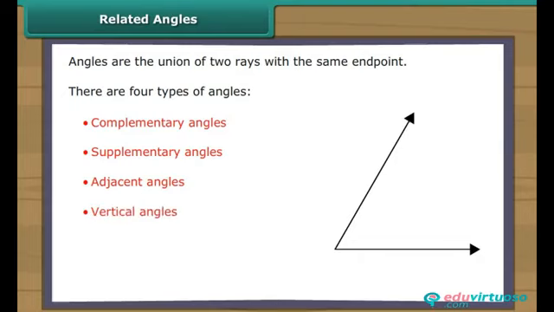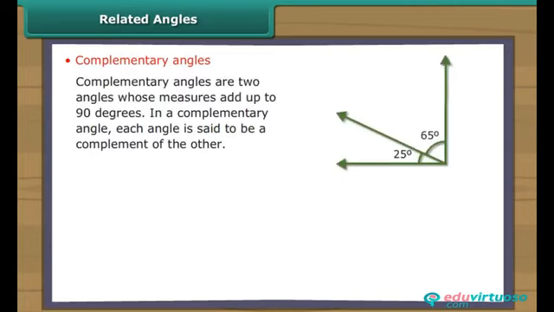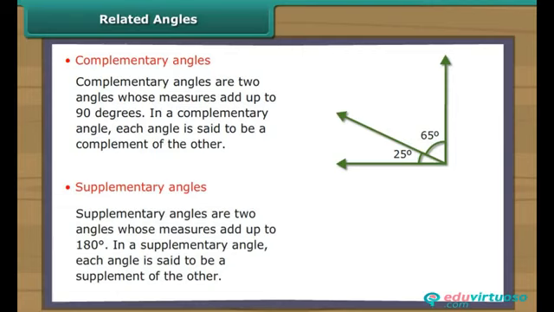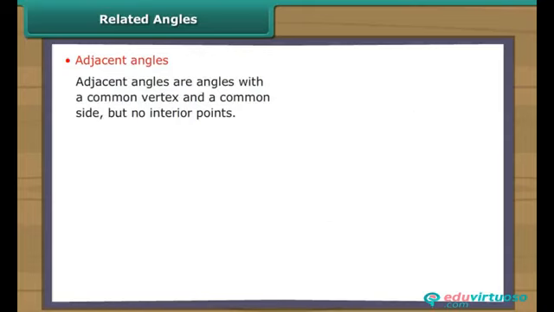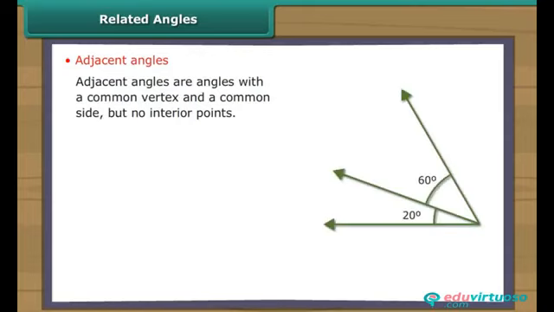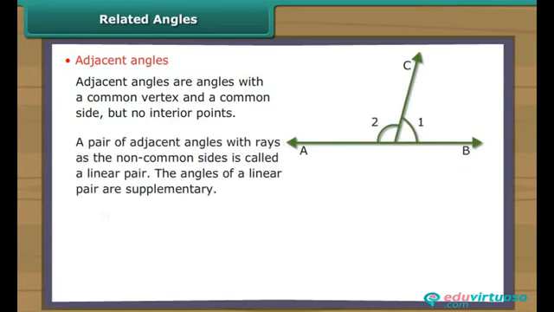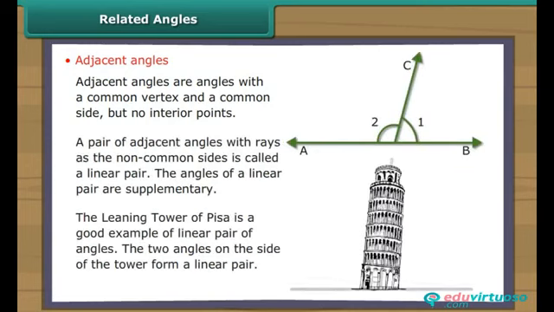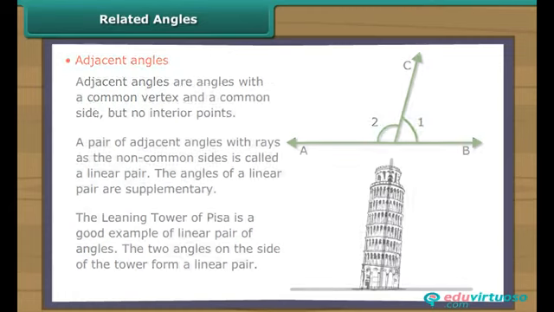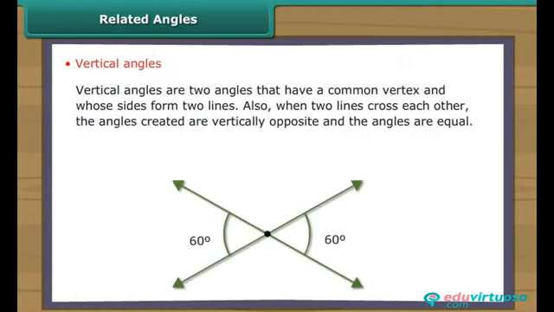Now take a brief look at all the angles. Complementary angles are two angles whose measures add up to 90 degrees. Supplementary angles are two angles whose measures add up to 180 degrees. Adjacent angles are angles with a common vertex and a common side but no interior points. A pair of adjacent angles with rays as the non-common sides is called a linear pair. Vertical angles are two angles that have a common vertex and whose sides form two lines.